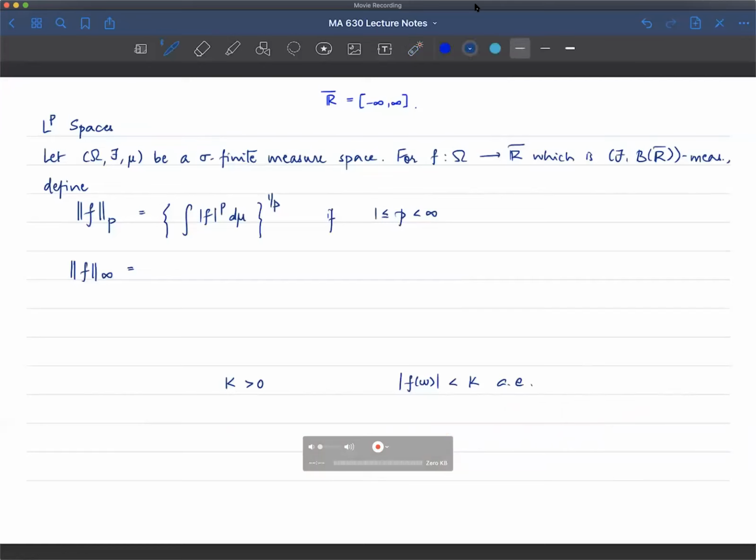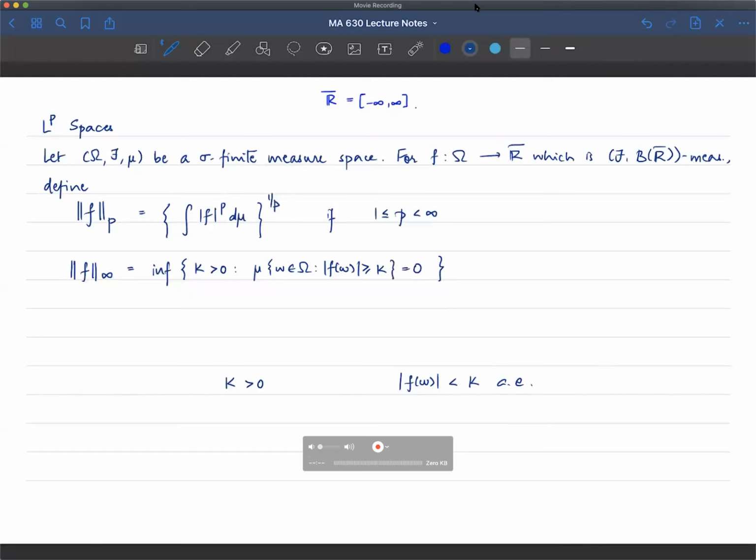I'm going to define the second symbol as follows. This symbol, which looks like the infinity norm of f, again, we don't yet know that it's a norm. We define this as follows. We take the infimum of all k greater than 0 with the property that mu of the set of all omega in Omega such that the absolute value of f of omega is greater than or equal to k is 0.